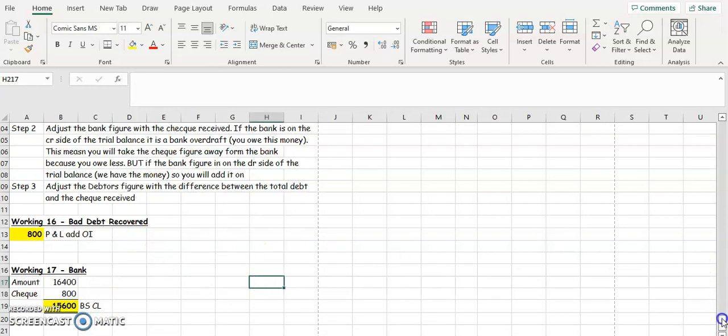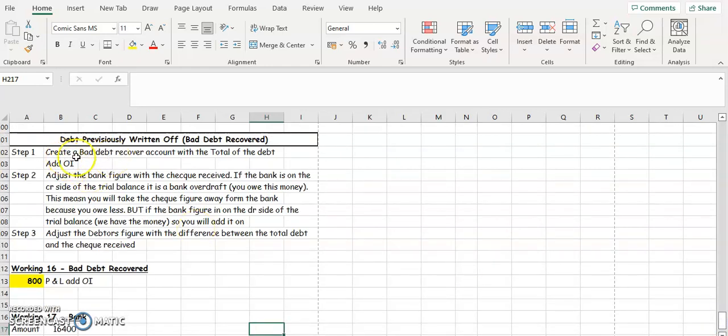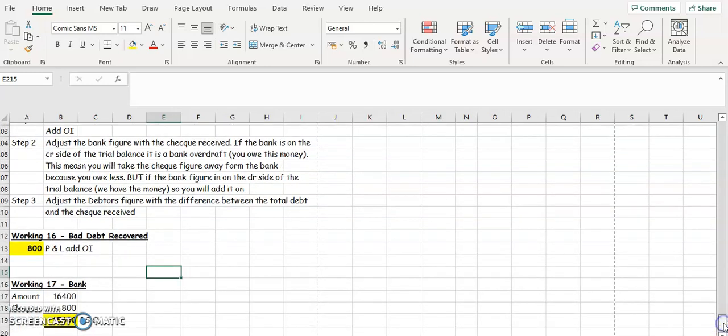So anytime you get bad debt previously written off, 3 accounts: bad debt recovery is just going to create it with the full debt, so 800. You're going to adjust your bank figure with the check that we receive. So if it's on the credit side, it's an overdraft, so we'll reduce it. If it's on the debit side, it's money we have, so we'll increase it. And then sometimes you have to adjust your debtors, but in this question we don't have to because there's no debt owed. So usually the difference between the total debt and the check is going to be how much you're going to increase your debtors by, because that's how much they owe. And that's the last adjustment for McMahon for 2014, and then you can start the profit and loss and start the balance sheet.